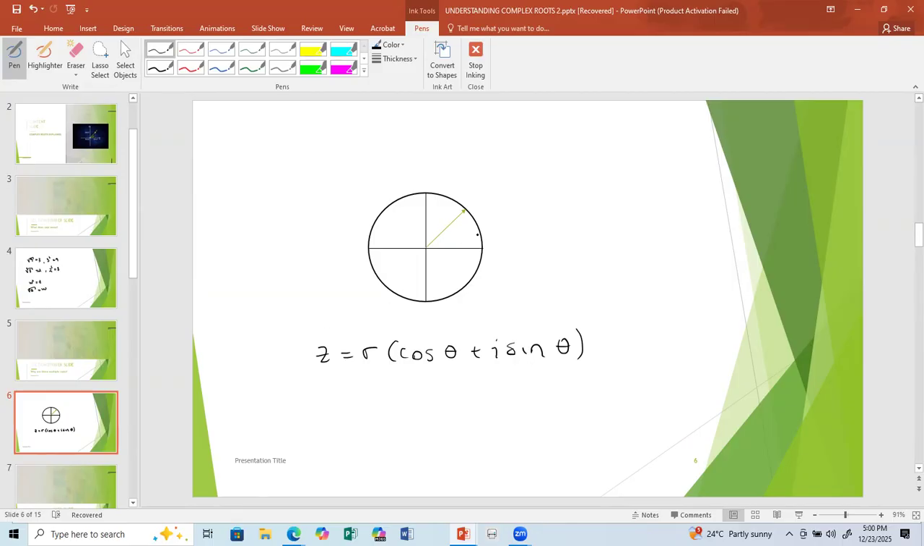Alternatively, this can be explained using this diagram here. Let's say for instance this is a complex number with modulus r and angle theta. Can you see that if you rotate this complex number by 2 pi, we have the same angle? So after every 2 pi, there is a repetition of the angle of a complex number. That is why there exist multiple roots to a complex number.